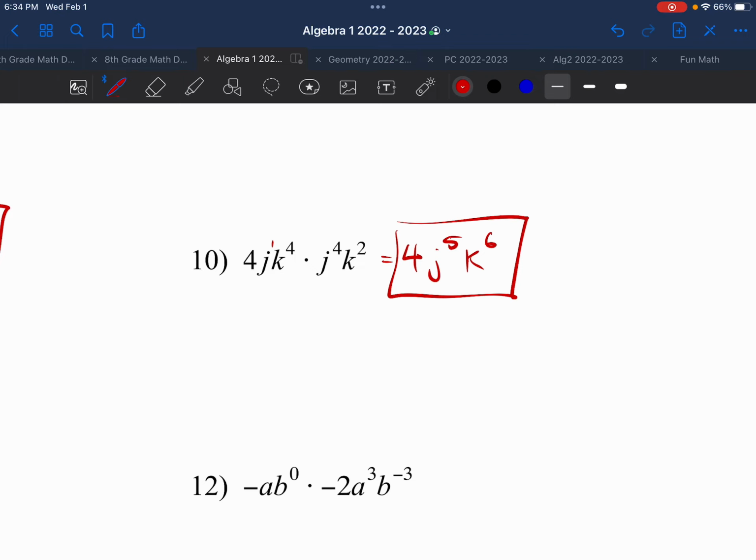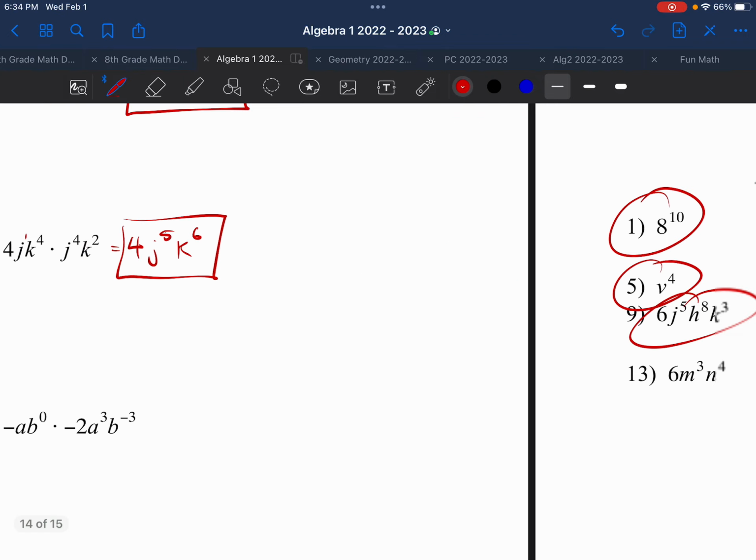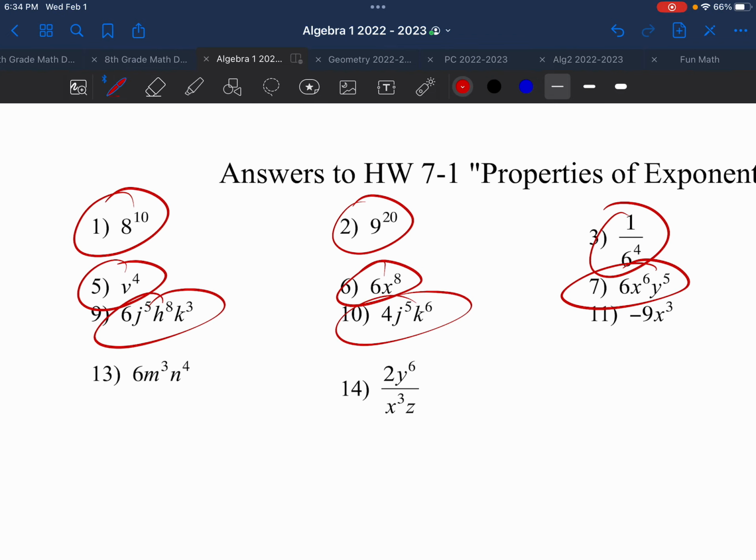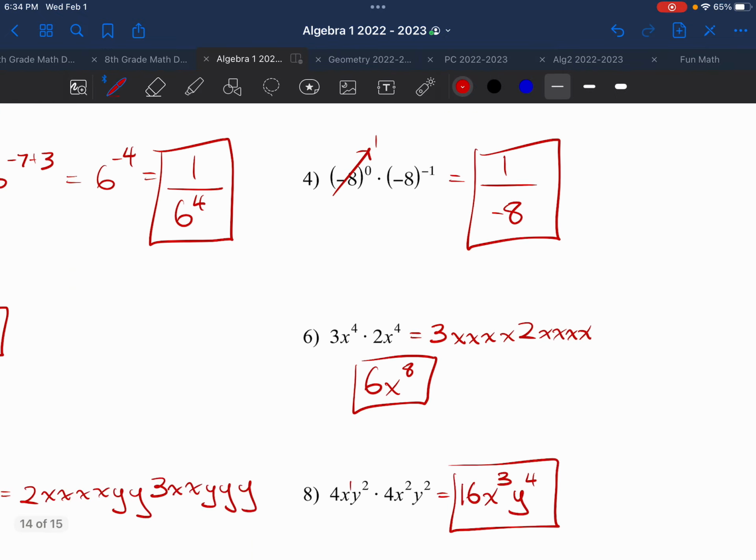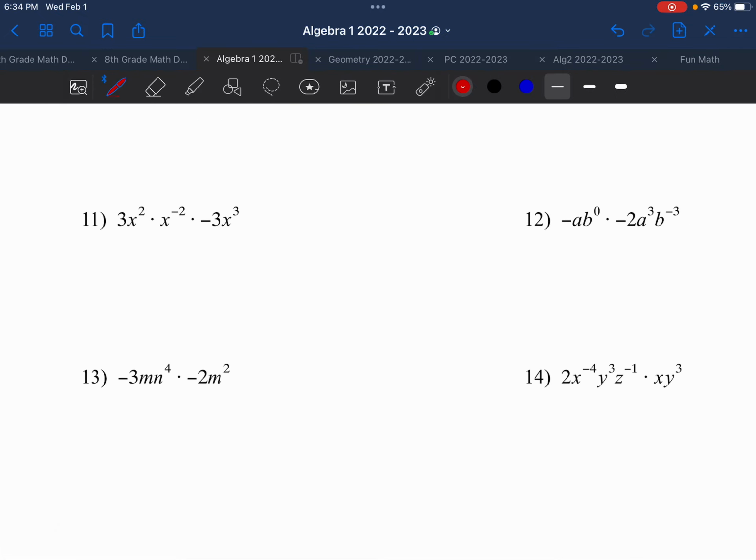Final answer, and box it. Let's check. 4j to the power of 5, k to the power of 6. We're on a roll. All right, we're jumping into number 11. Let's do the coefficients. Ooh, we got some negatives. Be careful. We have a positive 3 times a negative 3. That's going to be a negative 9.